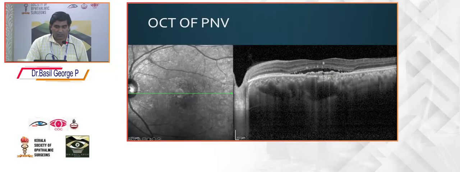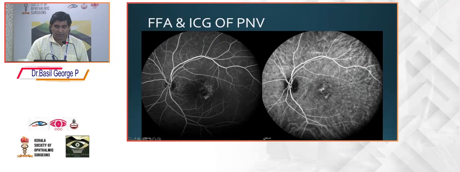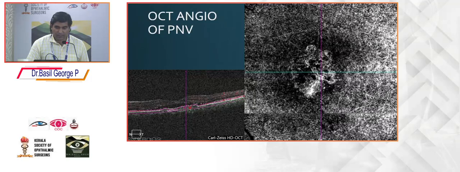And the enhanced depth imaging OCT shows shallow or irregular PED with sub-RPE hyperreflectivity, signifying the presence of neovascular tissue overlying the pachy vessels and the thick choroid under the neovascularization. The FFA and the ICG show stippled hyperfluorescence on FFA and branched neovascular network on ICG. This is a branching neovascular network which is seen in OCTA, and this is a safe, non-invasive, highly sensitive modality.